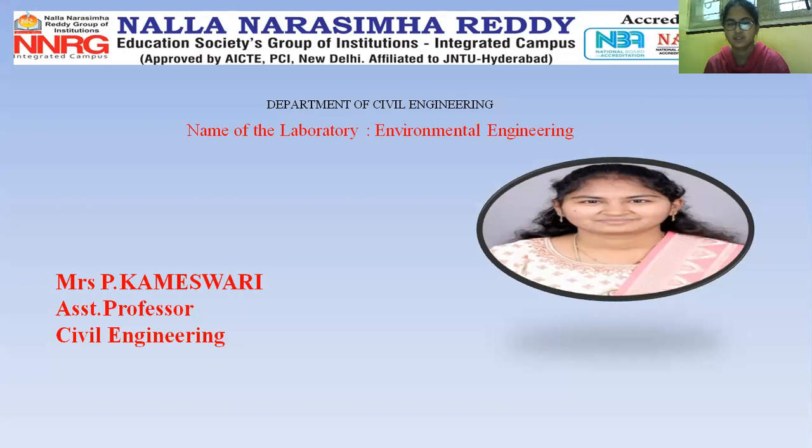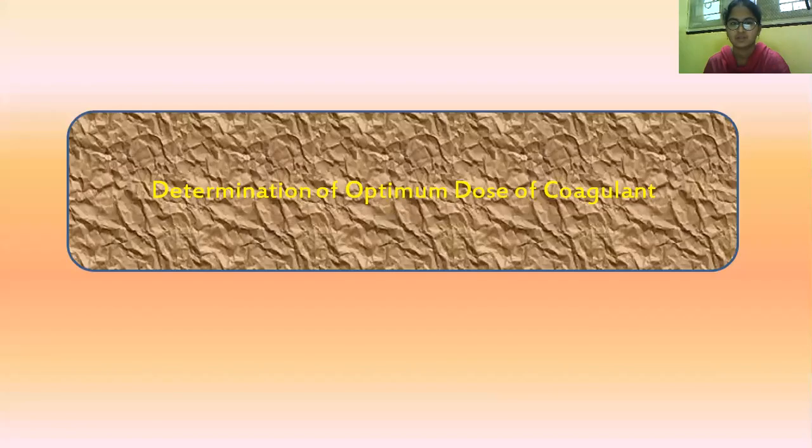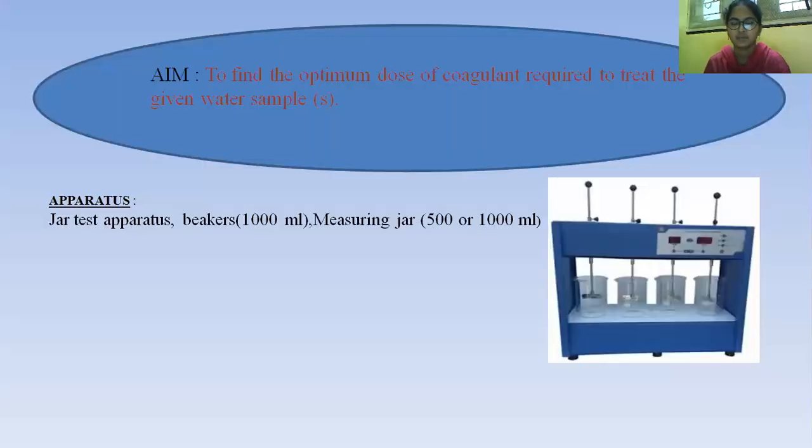In this session, we are going to discuss the optimum dose of coagulant. What are the apparatus required for determining the optimum dose of coagulant, and what is the result? The experiment is the optimum dose of coagulant. The aim is to find the optimum dose of coagulant required to treat the given water samples. What are the apparatus required for this particular test?